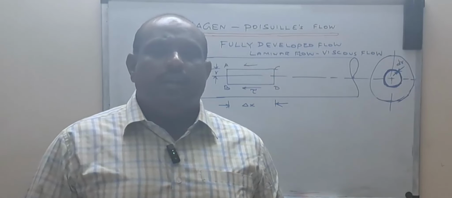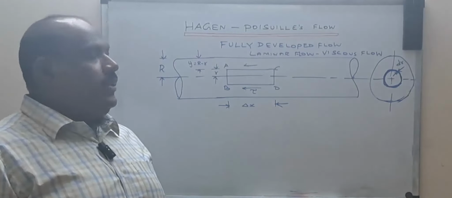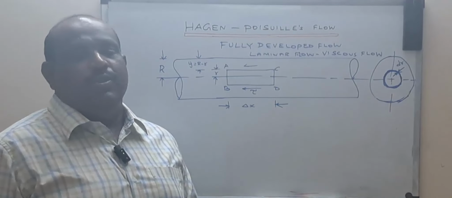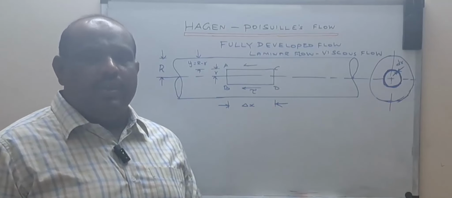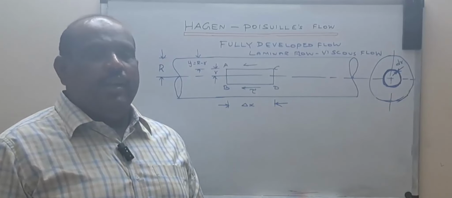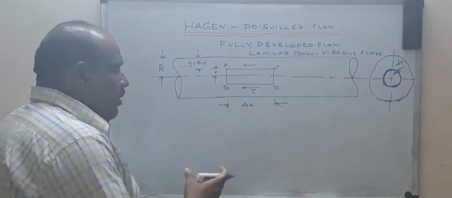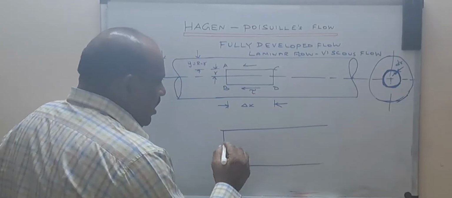Dear students, welcome to the session on Hagen-Poiseuille flow, otherwise called laminar flow, also called viscous flow. This type of flow we can experience only, or we should experience only, in a fully developed region.